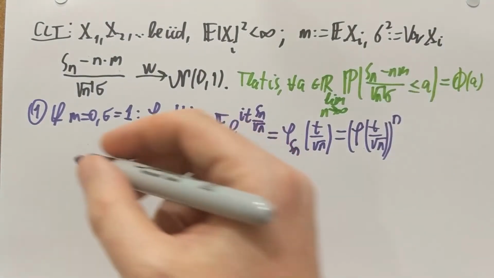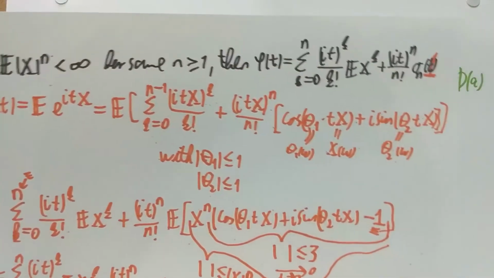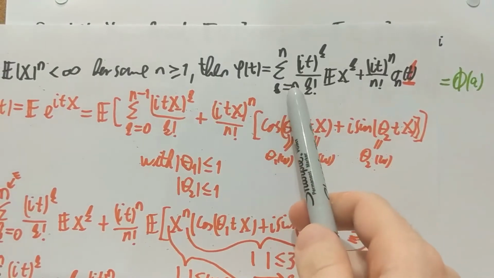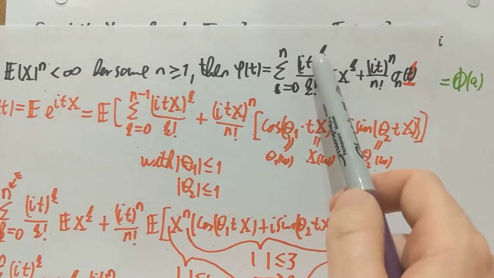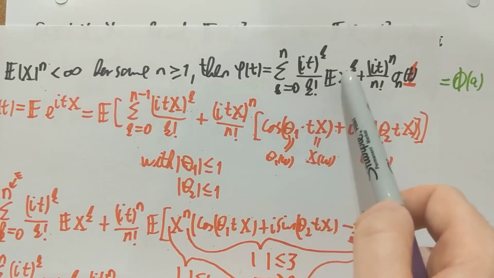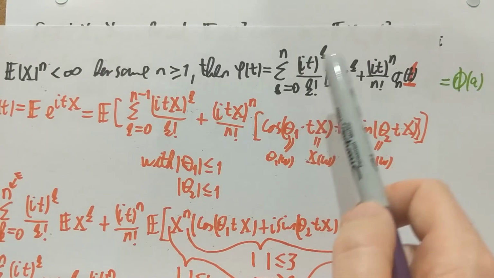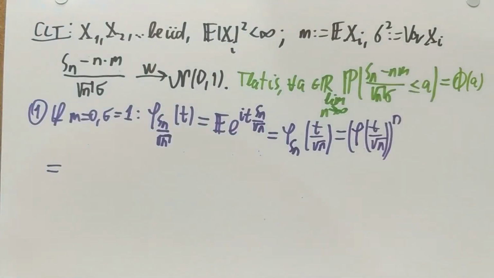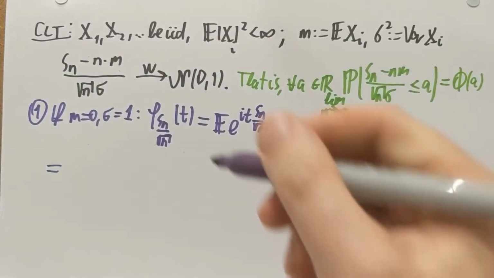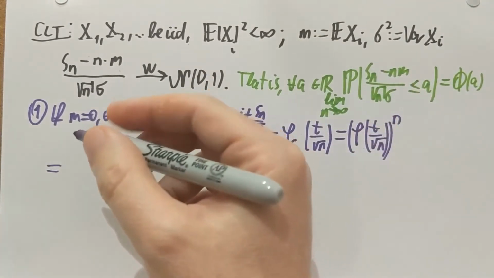Now here comes the Taylor lemma, applied with n equals 2. I have a k equals 0 term, which just gives me 1. I have a k equals 1 term, which gives me it and the first moment, and the k equals 2 term, the square of it over 2 times the second moment, and an error term, which is smaller than that. So that's what I'm going to plug in now. And I have to not forget that we're looking at the characteristic function at t over root n.